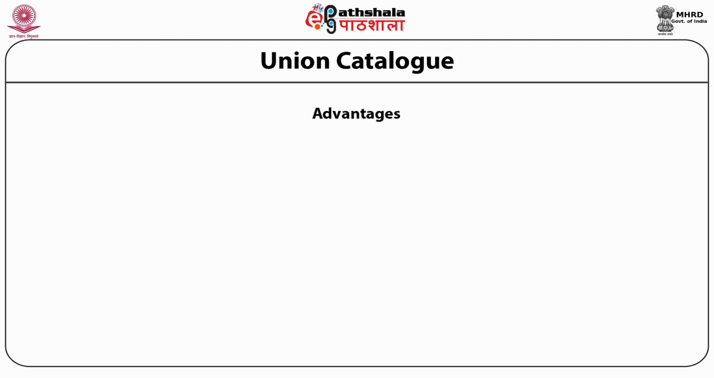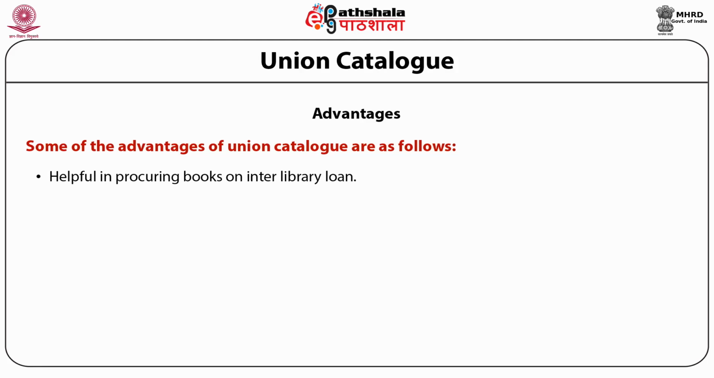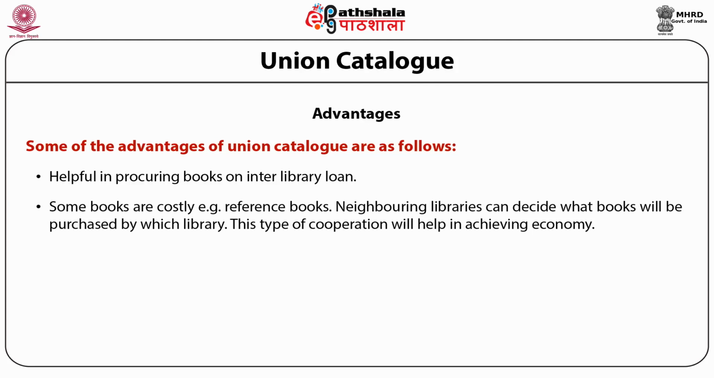Advantages of union catalog. Some of the advantages of union catalog are enumerated below. First, helpful in procuring books on interlibrary loan. Second, some books are costly, for example, reference books. Neighboring libraries can decide what books will be purchased by which library. This type of cooperation will help in achieving economy.